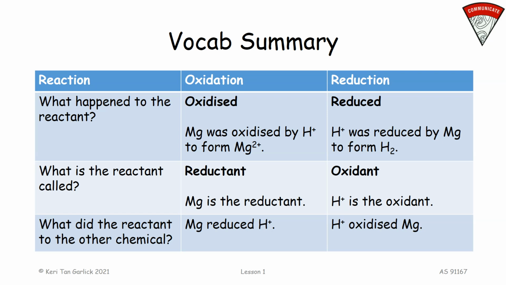So you can say magnesium was oxidized by the hydrogen ion to form the magnesium 2+ ion. You can refer to magnesium as the reductant, or you can also say that magnesium reduces the hydrogen ion. All those are correct terminology. With the reduction, you could say hydrogen ion was reduced by the magnesium to form the hydrogen gas. Hydrogen ion is an oxidant. Hydrogen ion oxidized magnesium. All of those sentences are correct.